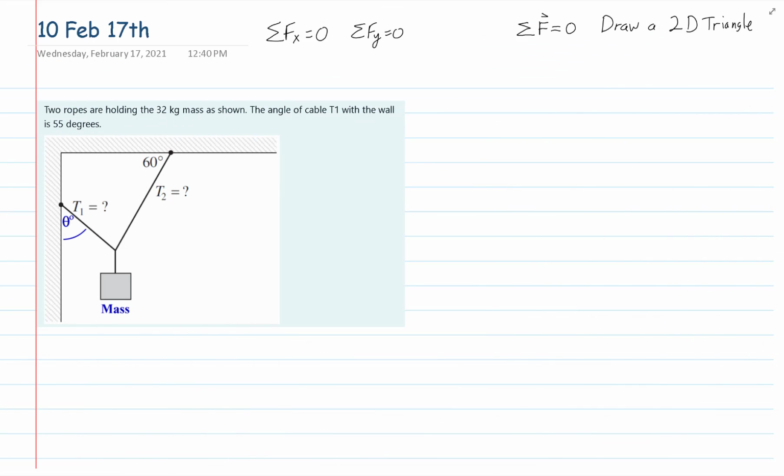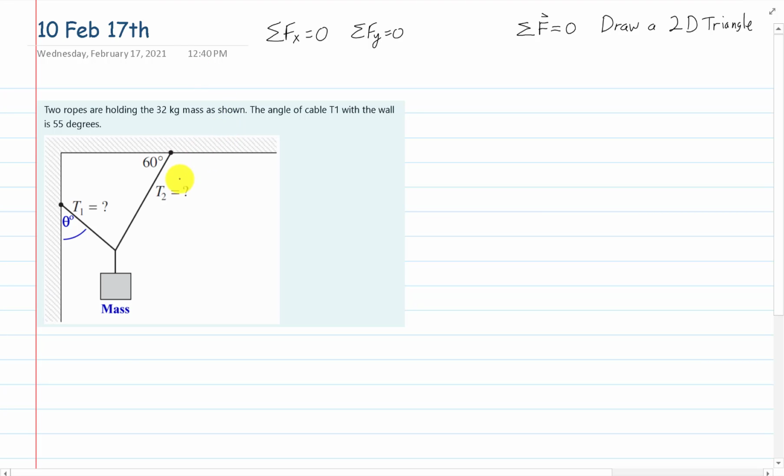We're going to do question 16. It's quiz question 16 from the Moodle here. It's a concurrent one, from a provincial exam, just with new numbers. Here we go. Two ropes are holding together a 32 kilogram mass as shown. The angle of cable T1 with the wall is 55 degrees.